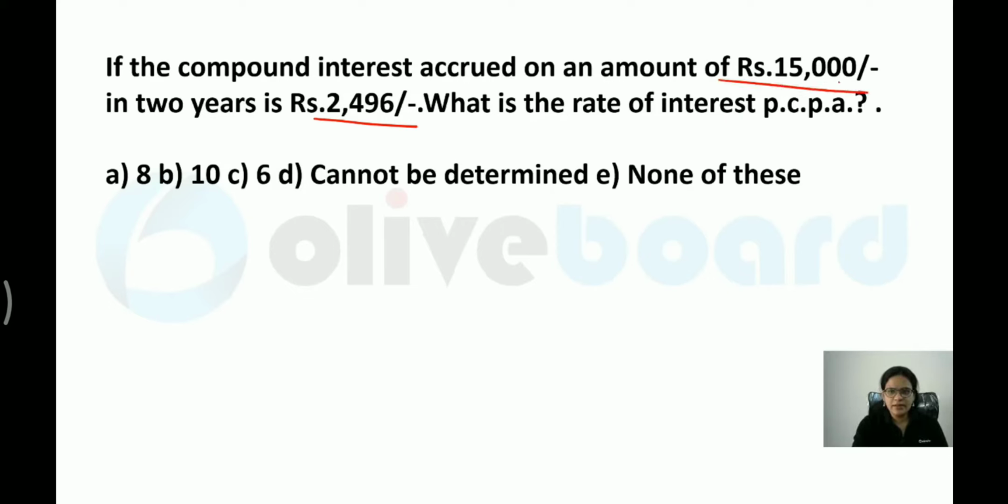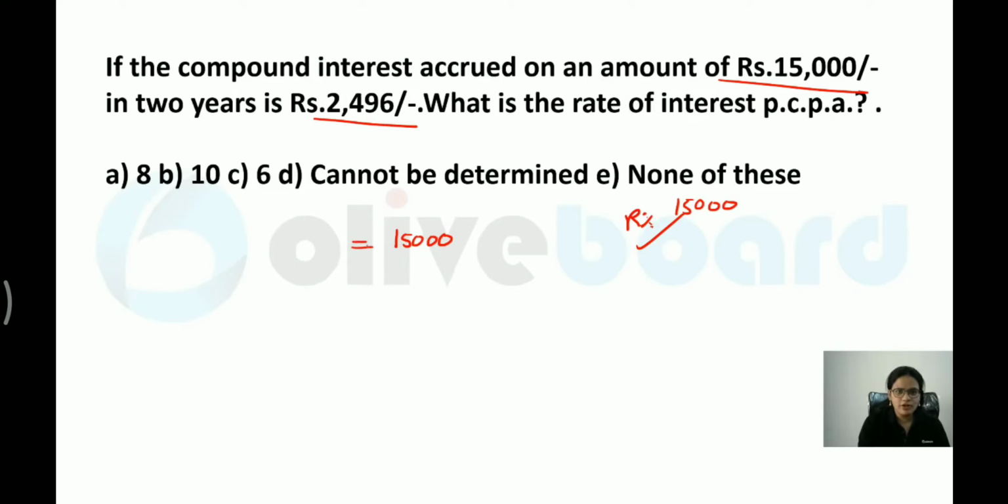The principal value is 15,000. So let me write down 15,000 over here. Now here you cannot apply the formula or use the diagrammatic method. Why? Because if I'm writing 15,000, I cannot calculate R percent over here. Are you getting it? So it is not possible to get the value.